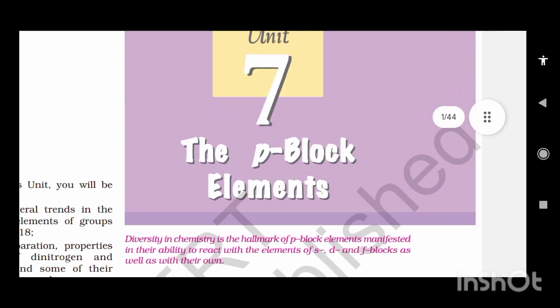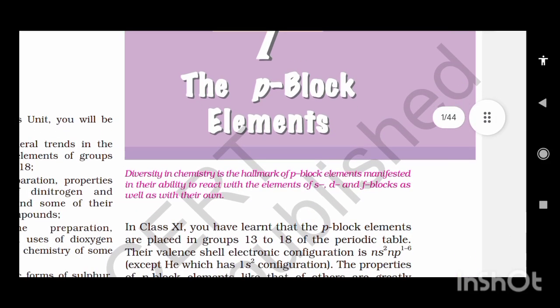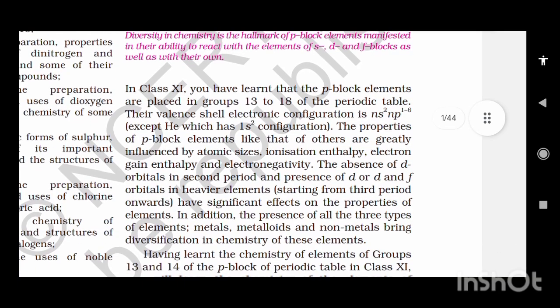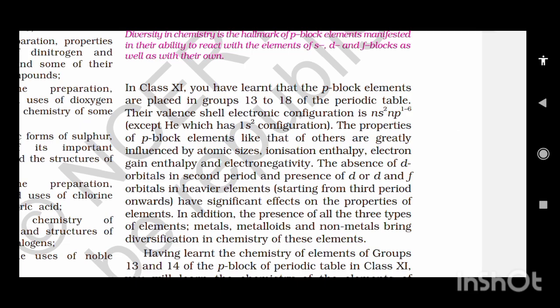Today we are studying the chapter of the p block elements. In class 11th, you have learned that the p block elements are placed in groups 13 to 18 of the periodic table. Their valence shell electronic configuration is ns2 np1 to 6 except helium, which has 1s2 configuration. The properties of p block elements, like that of the others, are greatly influenced by the atomic size, ionization enthalpy, electron gain enthalpy, and electronegativity.